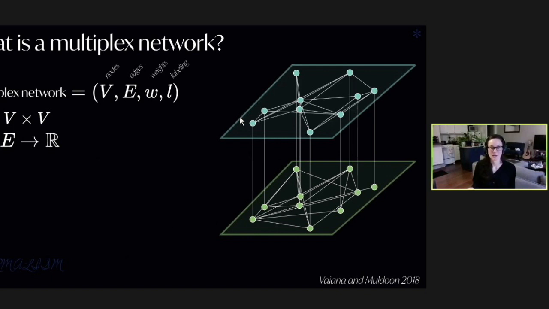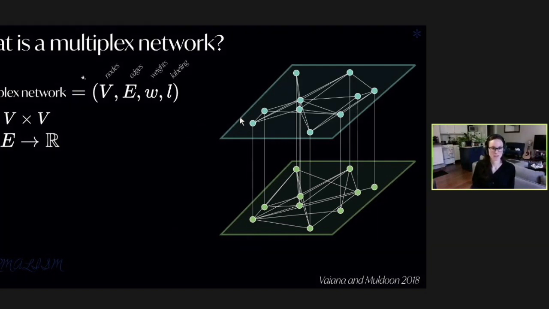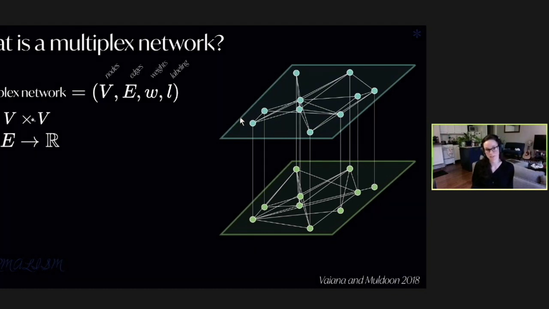All right, so what is a multiplex network? Well, similarly to a simplex network, a multiplex network is a tuple of node set, which is V, or vertex set, the set of edges, which is E, a weighting function, W, but it also has this 4th term, the labeling function, L. So that just as before, we have our edges, a subset of V cross V.